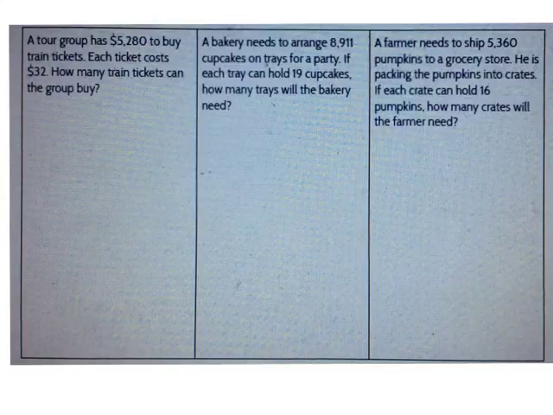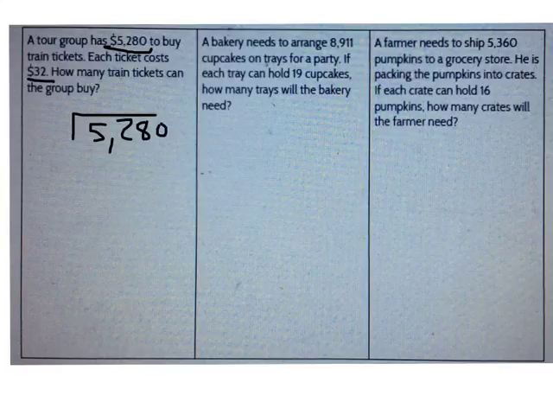Let's look at a word problem. A tour group has $5,280 to buy train tickets. Each ticket costs $32. How many train tickets can the group buy? Well, this is a division problem because I'm splitting $5,280 into groups of $32. So write your division sentence with 5,280 inside and 32 outside.